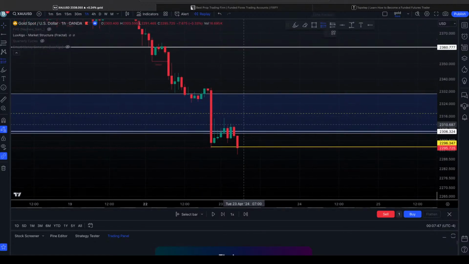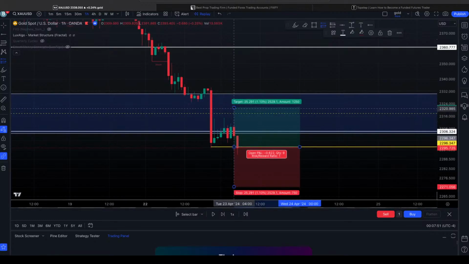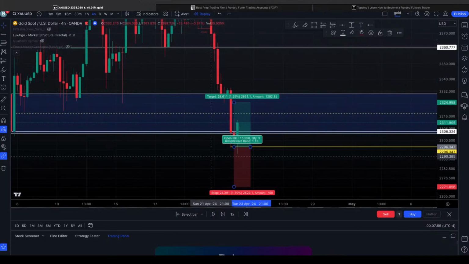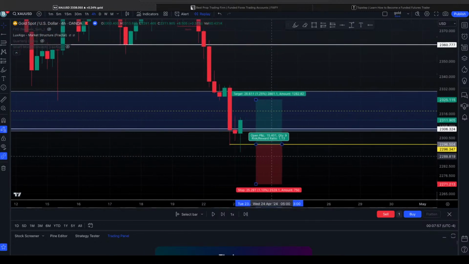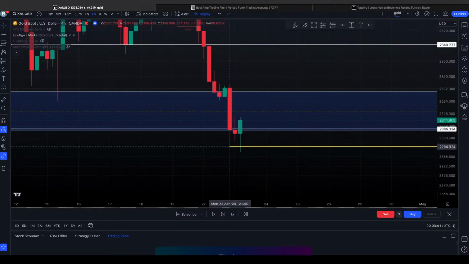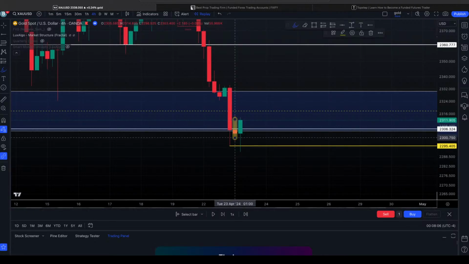So what I would have possibly wanted to do is take a trade right there, because that's also going to be on the 4-hour, as you can see. And this is the line exactly where I had the low at. So you can also see there's an inside bar.